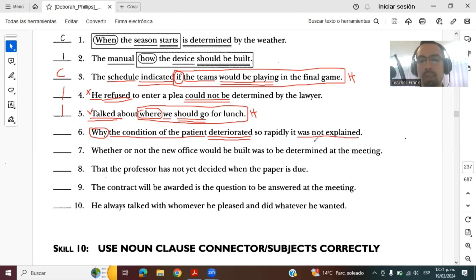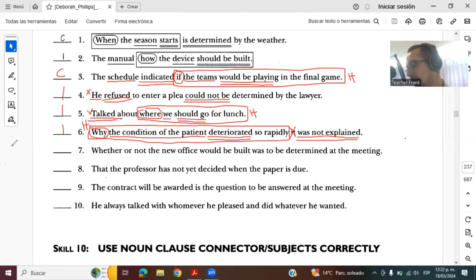Was not explained. This would be my second verb, right? And who or what was not explained? The condition, or why the condition of the patient deteriorated so rapidly. That would be my complete noun clause, because it would be, it was not explained, right? But it's incorrect. Why? Exactly, because we have an extra it, right? You see how sometimes we have an extra it, and TOEFL will do this, right? A little small it, but it's incorrect. The it should not be there. It's an extra subject, omit it. If it was not there, then it would be good, right?